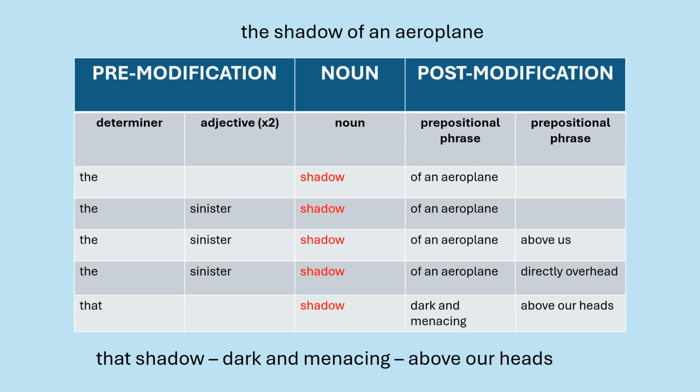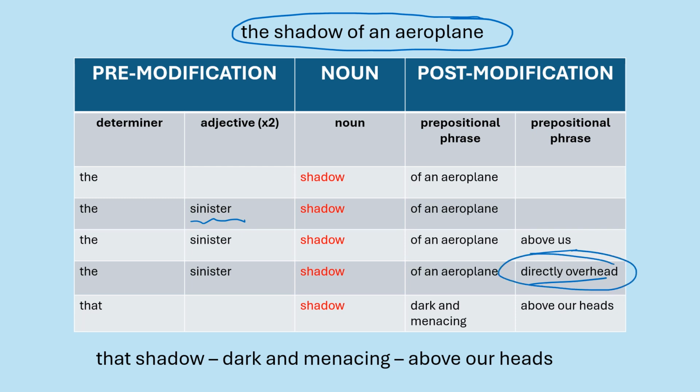So we can take another journey, and again this is what you would be doing with your writing as you're going through it and deciding what effects you want to create. Could have the shadow of an aeroplane, and I could play around with the sinister shadow, so adding some sort of a mood or a sense of threat. The sinister shadow of an aeroplane above us, so I'm starting to think about where this is. The sinister shadow of an aeroplane directly overhead, I would say that increases the threat because it's got nearer now.